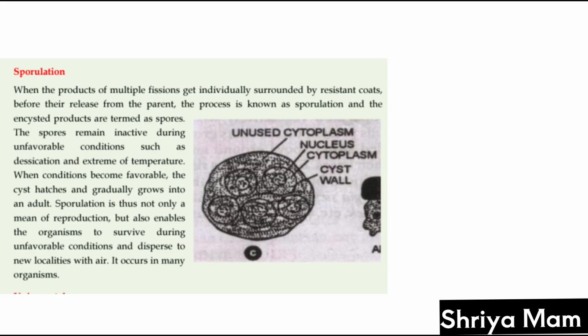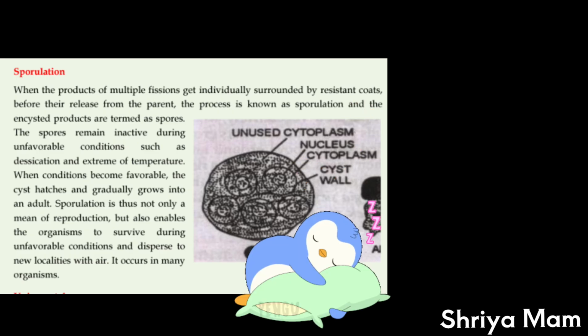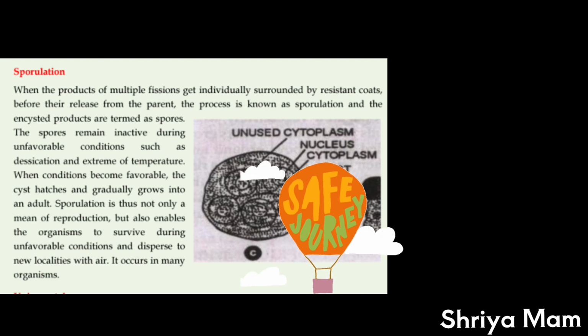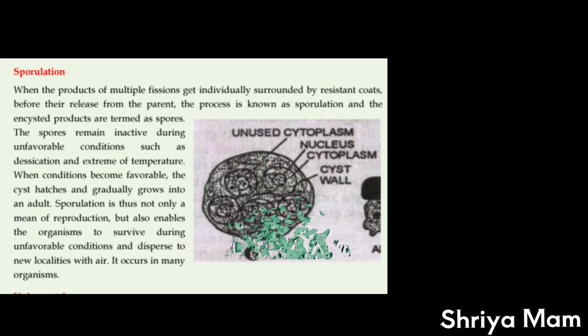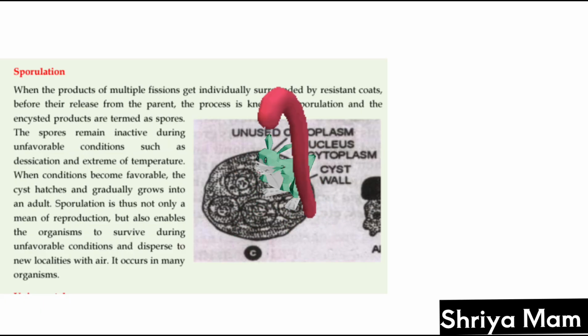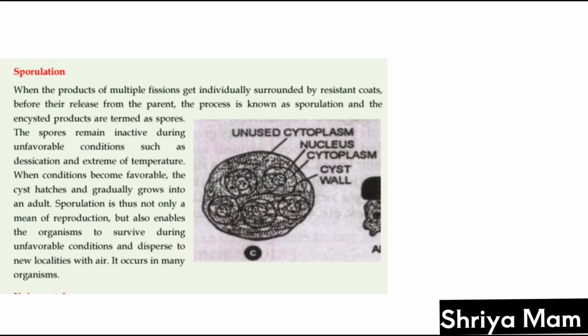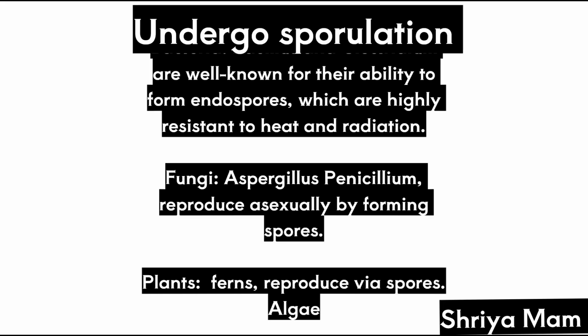Now what is dormancy? The parental structure breaks open, releasing those spores, and they remain inactive, almost like they are in hibernation, until the conditions improve or become favorable. When the environment becomes suitable again, like warmer or more moisture is available, the protective coat breaks open, and the spore grows into a new adult organism. So sporulation allows organisms to pause the life cycle and wait out the bad conditions, ensuring their survival and helping them spread to new places where the time is right.